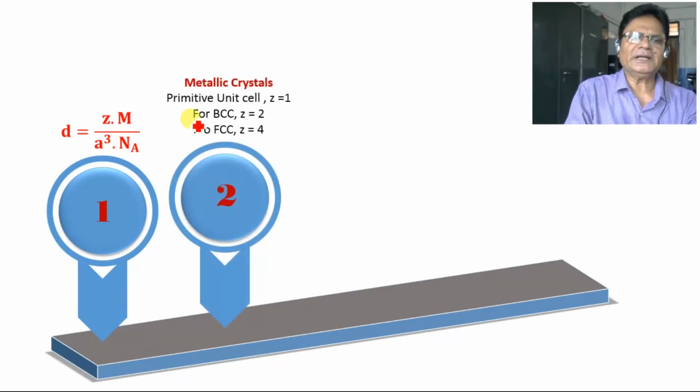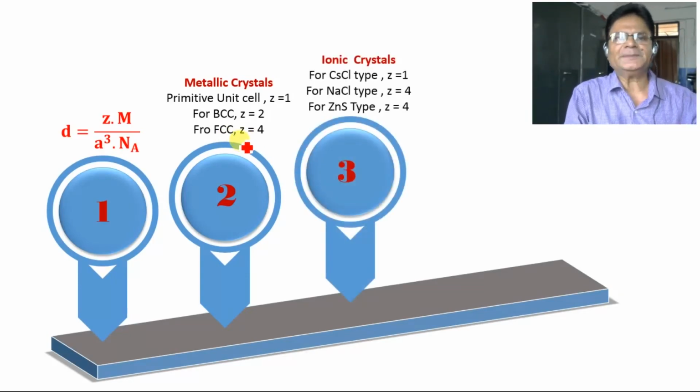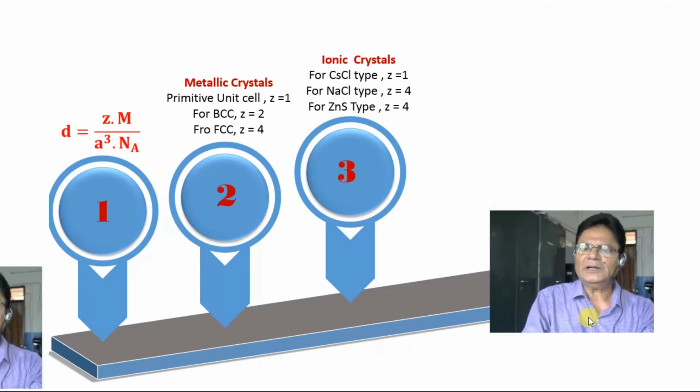A metallic crystal may exist in three different types: primitive unit cell, where Z is equal to 1, BCC, body centered cubic unit cell, where Z is equal to 2, and face centered cubic unit cell, for which rank Z is 4. And there are three types of ionic crystals: cesium chloride type ionic crystal, Z for this type of crystal is 1, sodium chloride type crystal, for which rank Z is 4, and zinc sulfide type of crystal, for which rank Z is 4.